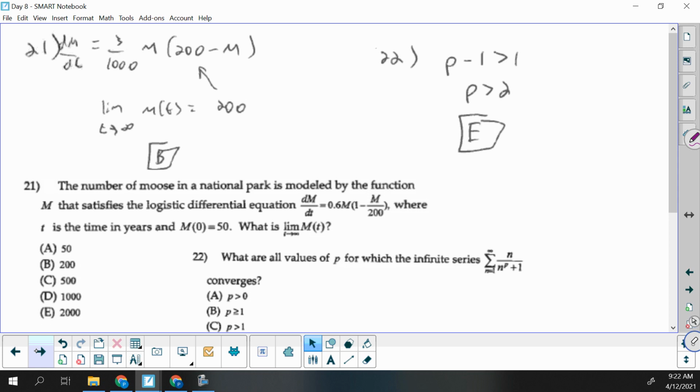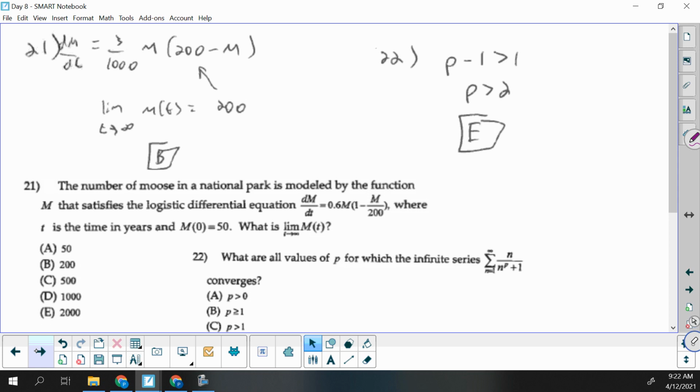In 21, our basic differential equation for a logistic, we have some value k times whatever our y value is, so m in this case. Then in parentheses, it's the carrying capacity minus that m again. So we had to pull out a 1 over 200 from everything, and that would have left us with 200 minus m inside the parentheses. So that means our carrying capacity is 200, so as t goes to infinity, m should approach that value of 200.